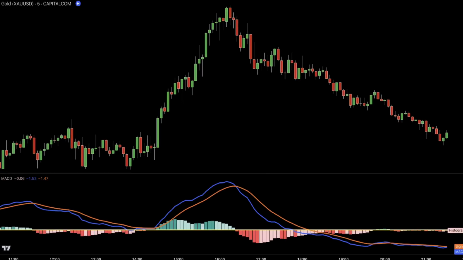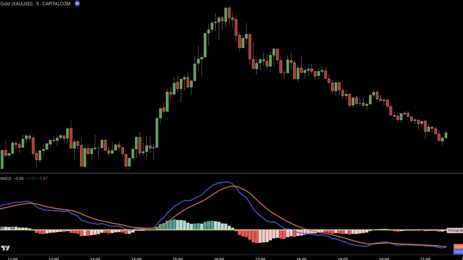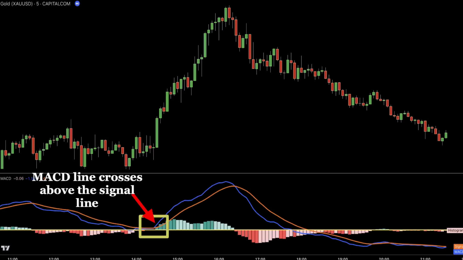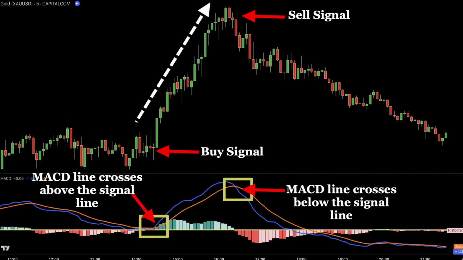Now, let's talk about a common mistake that many beginners make when using the MACD indicator: relying solely on MACD and signal line crossovers as buy and sell signals. You might have seen this before. A buy signal when the MACD line crosses above the signal line. A sell signal when the MACD line crosses below the signal line. This strategy can indeed provide good opportunities, but only when the market is trending.